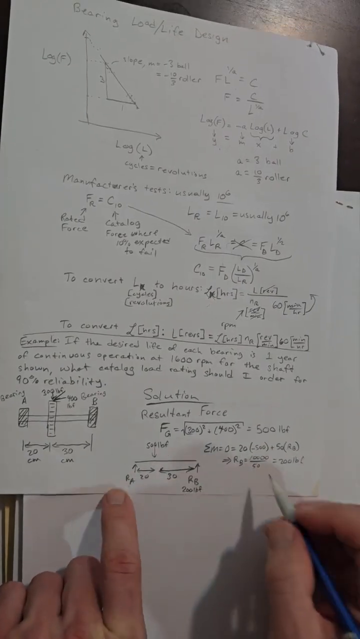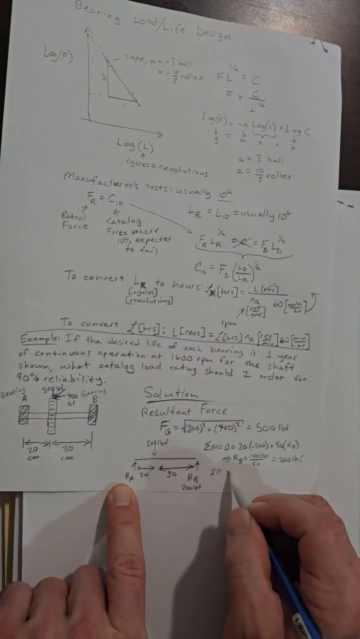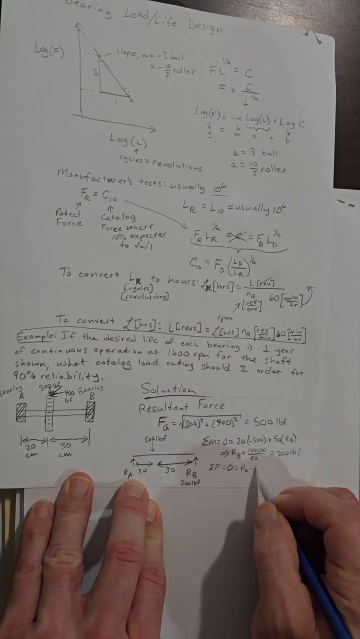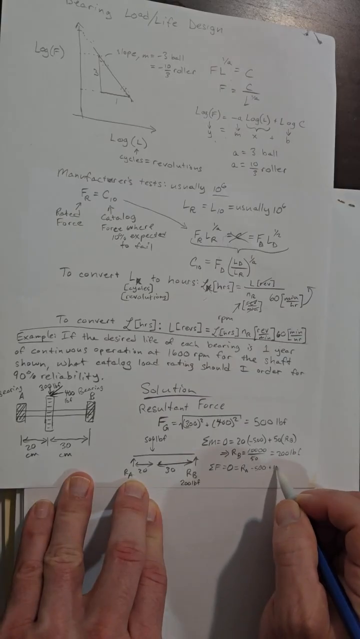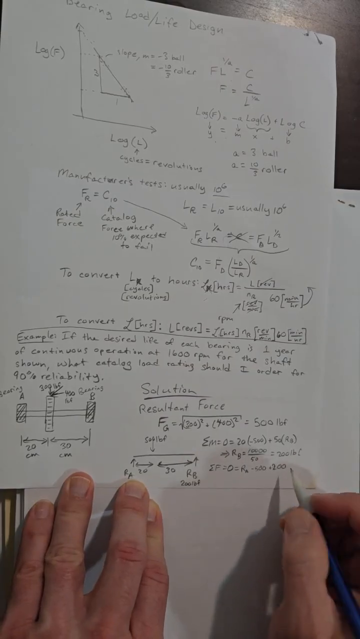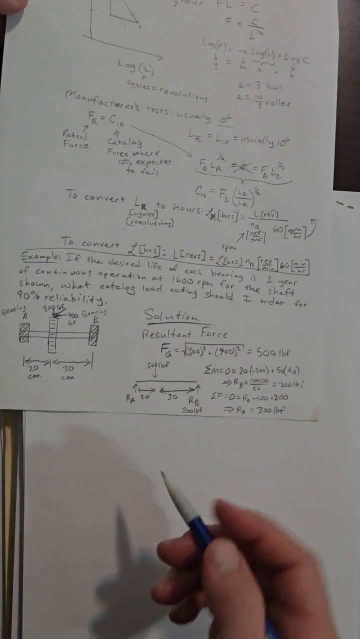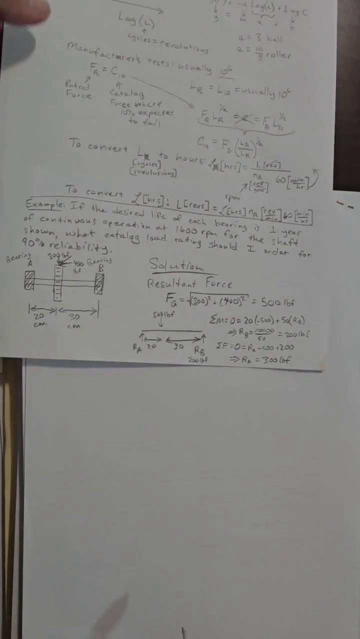500 minus 200 is going to be 300. So I know that if I do sum of the forces equals 0, which is going to be RA going up minus 500 going down plus RB going up, which is 200, then I'm going to get RA equals 300 pounds force. I know my two forces on my two bearings.